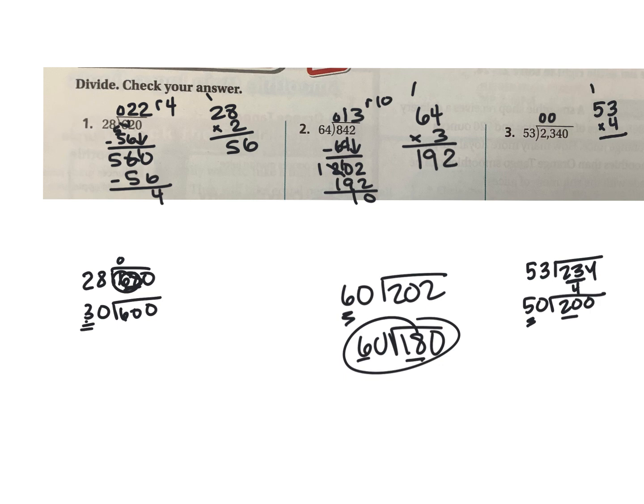4 times 3 is 12. 4 times 5 is 20 plus 1 is 21. And I can do it times 5 just to make sure. 5 times 3 is 15. 5 times 5 is 25 plus 1 is 26. And that's too much. So I'm going to use the 4.